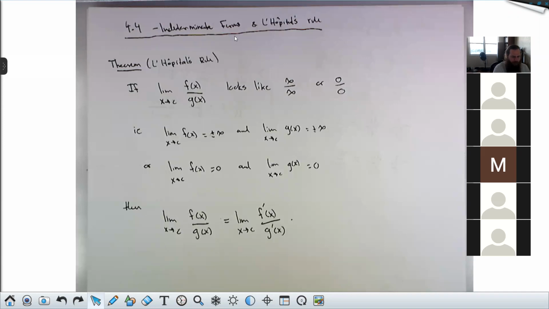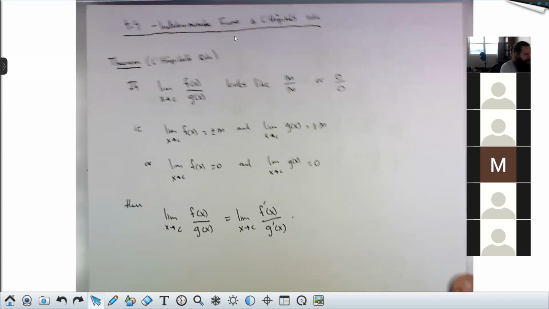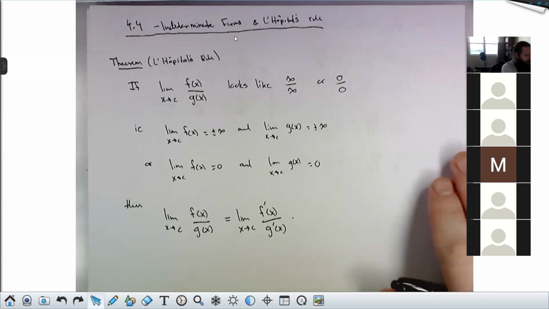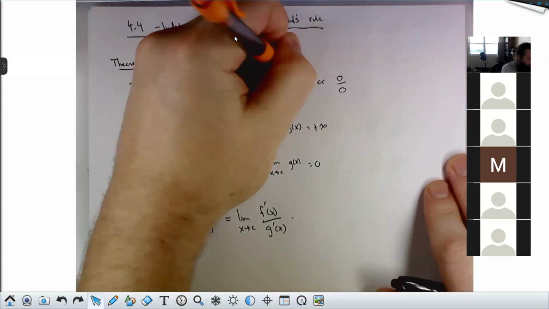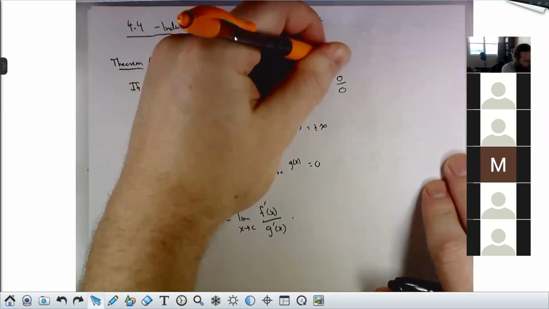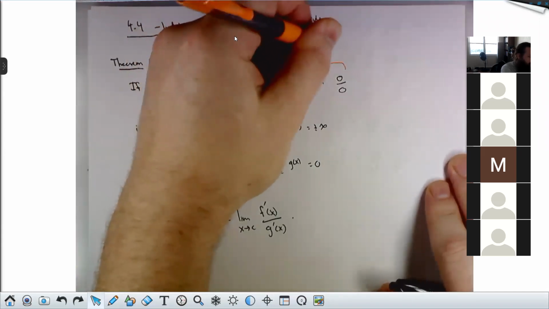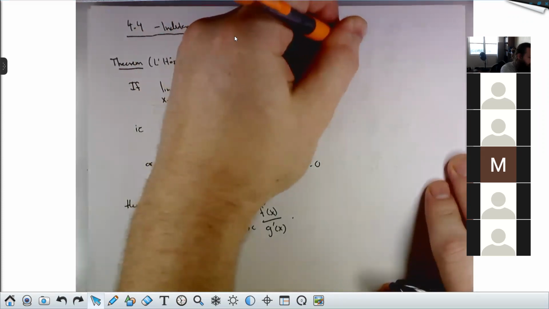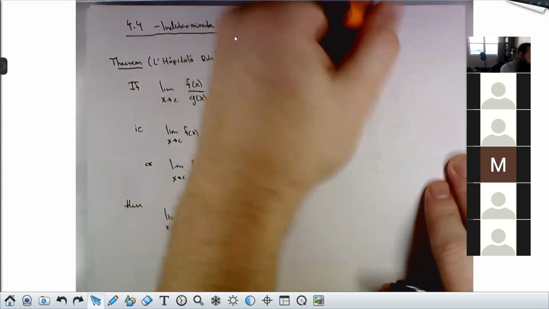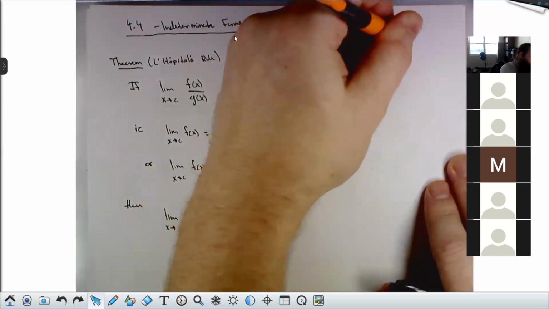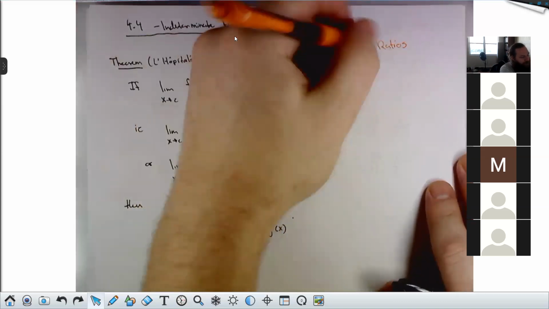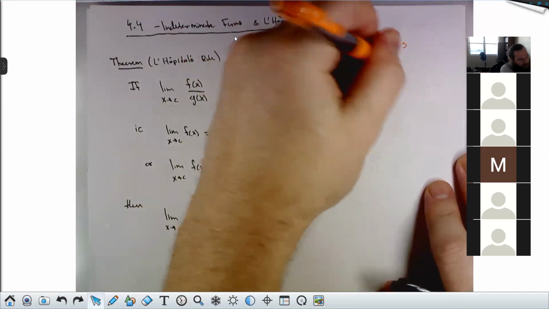The proof of the theorem is not hard, but I don't want to burn time on that because it's also not insightful. So let me go ahead and just show you some examples. These two things here, infinity over infinity and 0 over 0, are called indeterminate ratios. They are a type of indeterminate form.